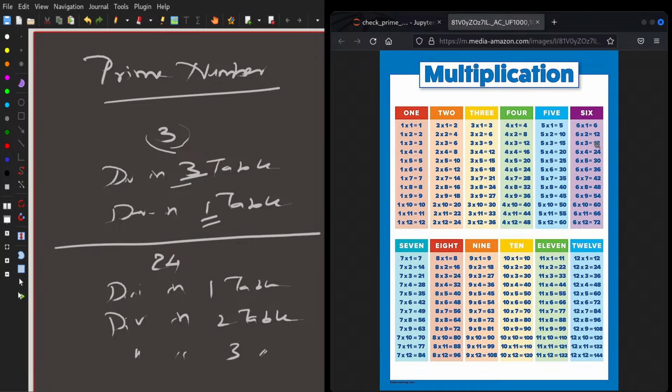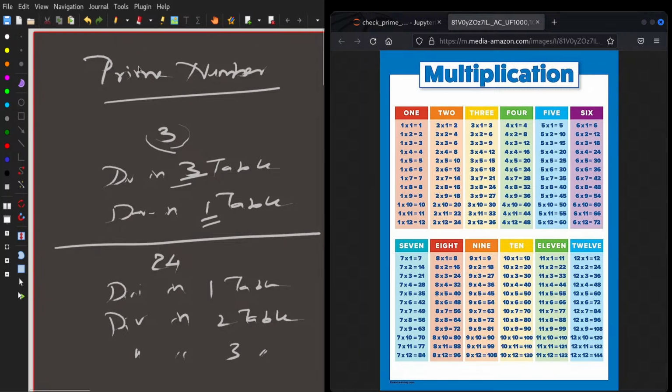It is enough to check, in case of 6, when n is 6, it is enough to check till 3. Till 3 table. Understood? We need not check 4 and 5. So in 2 steps itself, we can find the answer. In case of 6, in 3 itself, it is present. So we can declare it as a non-prime number. Understood?